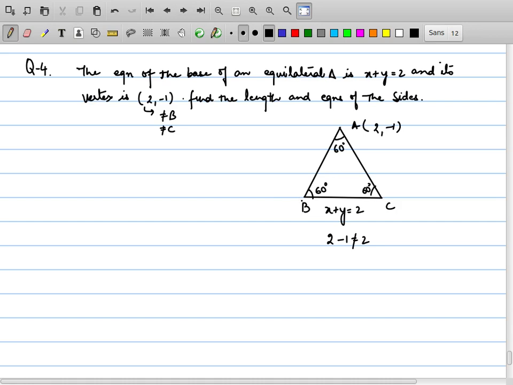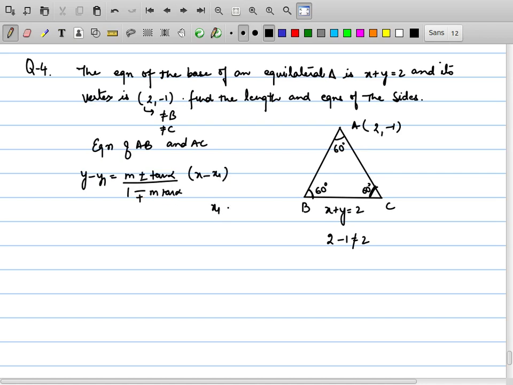Now, all the angles inside an equilateral triangle are 60 degrees. Now, if we want the equation of AB and AC, we see that both these lines are passing through (2, -1) and making an angle of 60 degrees with the given line. So we can directly use our formula: y minus y1 equals (m plus minus tan alpha) upon (1 minus plus m tan alpha) times (x minus x1).